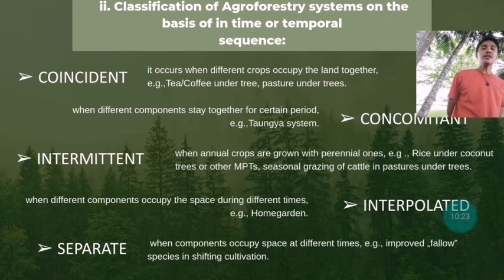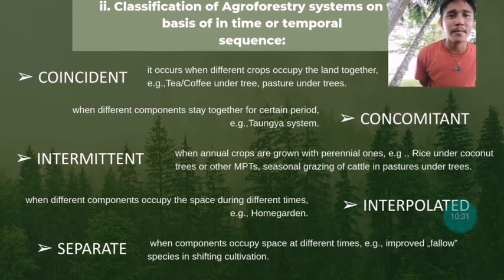So let's go for the second type of classification of agroforestry systems, on the basis of time or temporal sequence. The coincident is where different crops occupy the land together. Examples are coffee under the trees, and pastures under the trees. So that is called coincident. The concomitant is where different components stay together for a certain period. An example is the taungya system. The original taungya system is slash and burn, right?